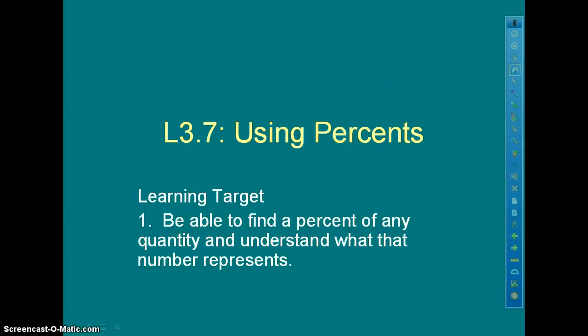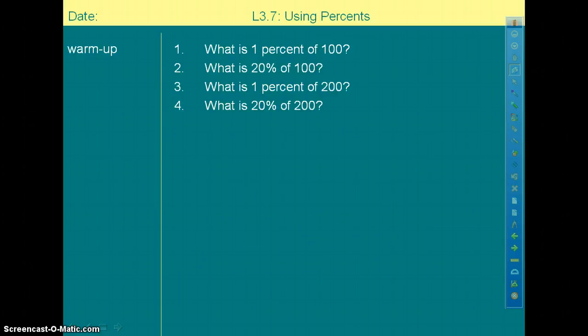Our learning target today is to be able to find a percent of any quantity and understand what that number represents. In our warm-up today, I'm just going to ask you, what is 1% of 100, 20% of 100, 1% of 200, and what is 20% of 200? Go ahead and take a moment to do that.